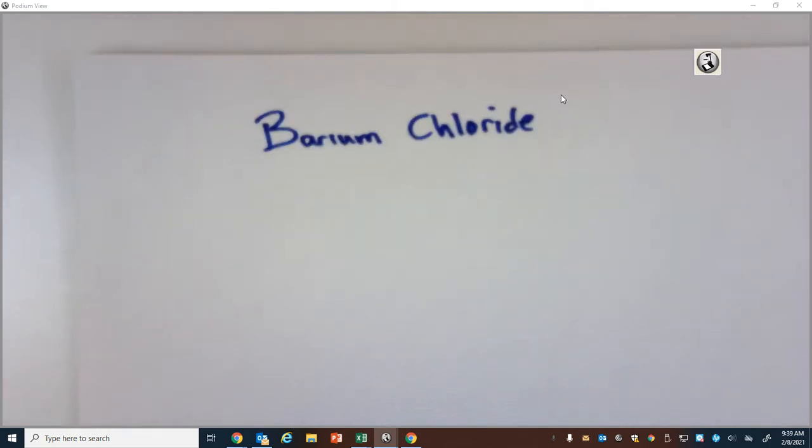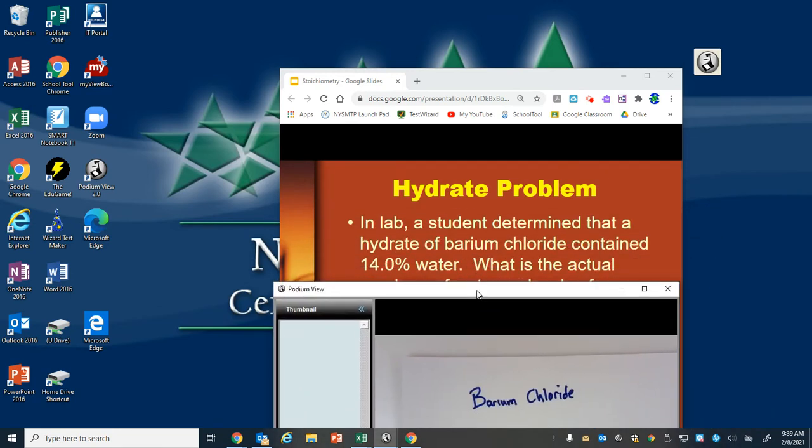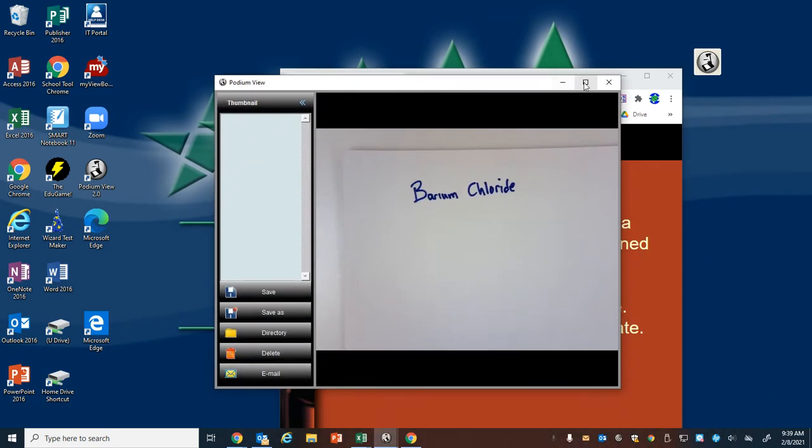And they told us in the problem that 14% of it was water. And this thing's not focused. Trying to get it focused. Here we go. Okay, so I'm just going to flip back to the problem. They tell us 14% of this compound is water.